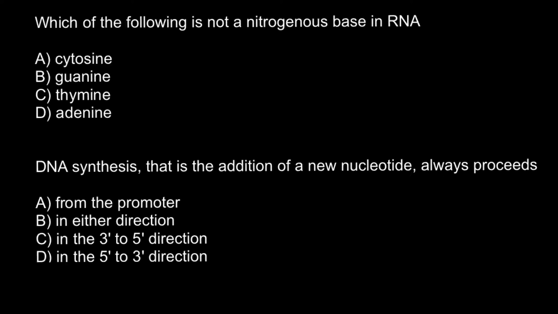So the first question is, which of the following is not a heterocyclic base in RNA? And here are four answers to choose from, and the answer that we are going to choose is going to be thymine. You cannot find thymine in RNA because in RNA thymine would be substituted with uracil. So, uracil.